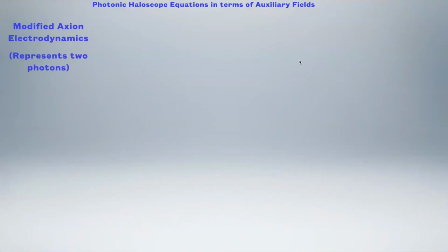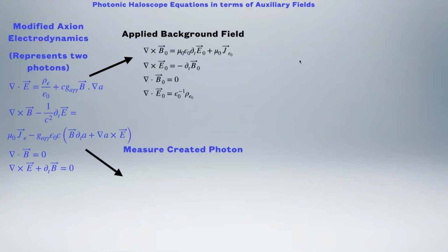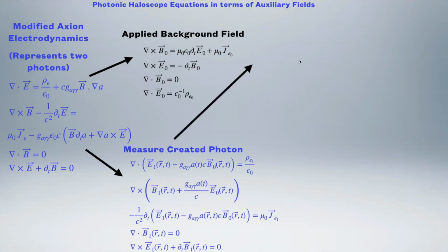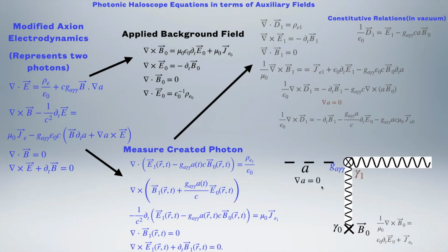For the axion haloscope, we go back to axion modified electrodynamics. We apply a background field and get a created photon which depends on that background field. We can write this background field similar to auxiliary fields in matter, and there's a constitutive relationship given by this term here, which is like a D field. If we take the curl of that D, we get an effective modification to Faraday's law, like you do in all the electrical systems that generate electricity. The axion, with grad A equals 0, mixes with the magnetic field and generates a photonic degree of freedom.